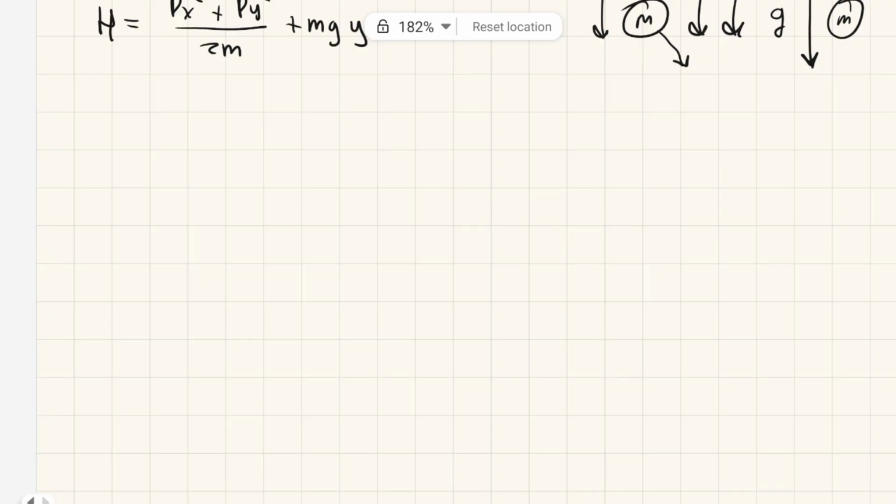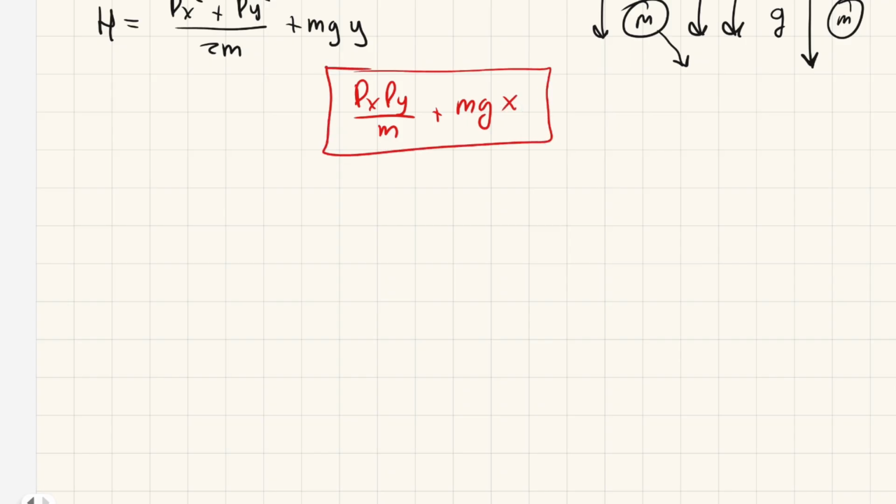So what we are going to establish is a new quantity, px py divided by m plus mgx, that turns out to be very special because it is a constant of motion. And we are going to show that it is a constant of motion because it is going to be important.